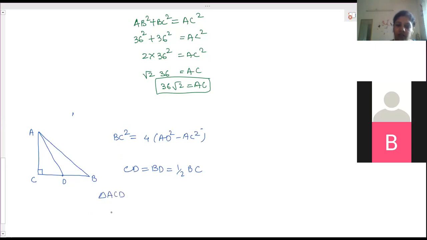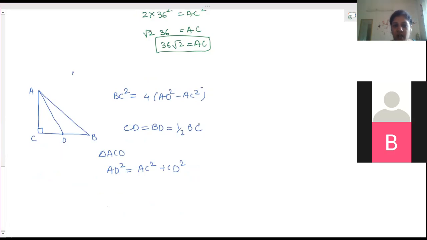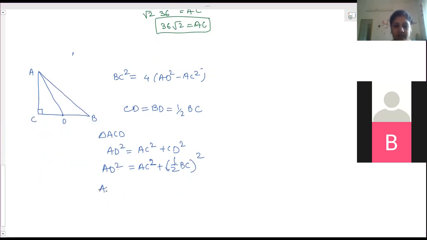Triangle ACD, use Pythagoras theorem. AD square is equal to AC square plus CD square. Now CD is half of BC. So substitute that. AC square plus half of BC whole square is equal to AD square. Take AC square on LHS. AD square minus AC square is 1 by 2 BC whole square, which is 1 by 4 BC square. So this 4 will go to LHS. So 4 into AD square minus AC square is equal to BC square. That's it.